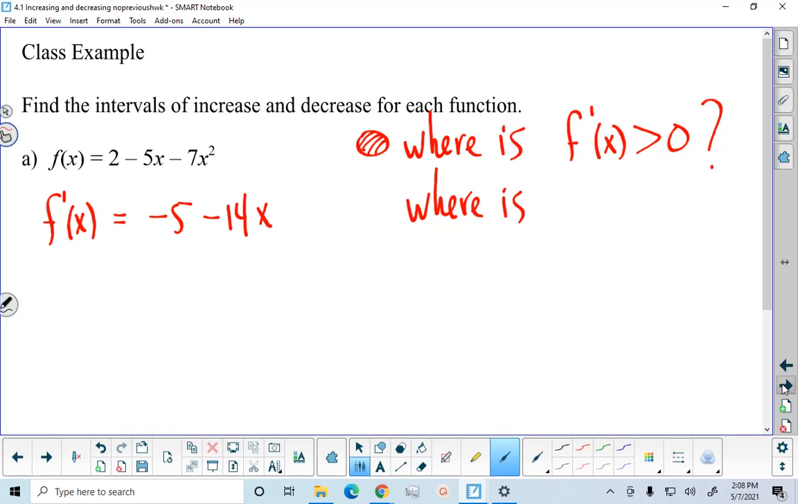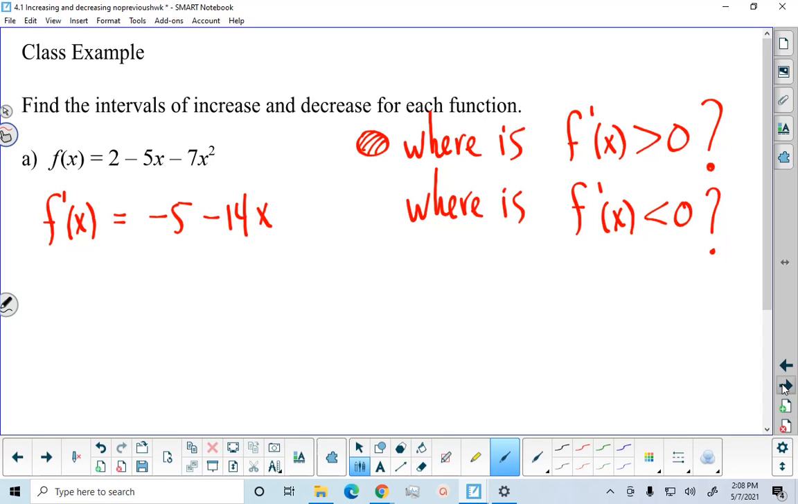I misspoke a second ago. I said, where is f of x positive? What I meant to say, what I should have said, is, where is f prime of x positive? And where is f prime of x negative? And this first example is not a difficult problem at all, but it's warming you up to more difficult ones.